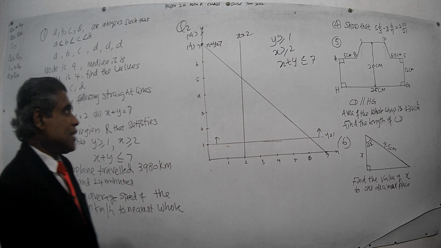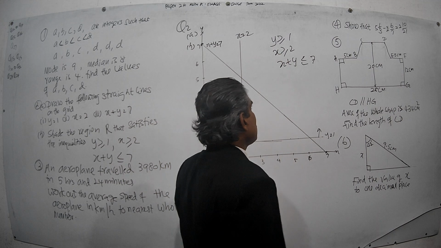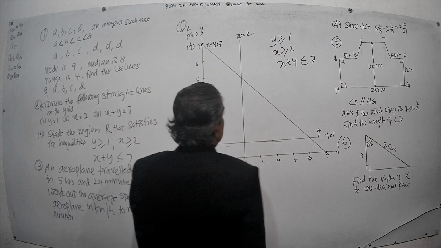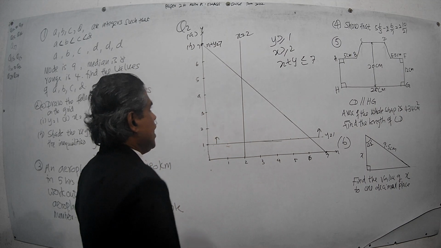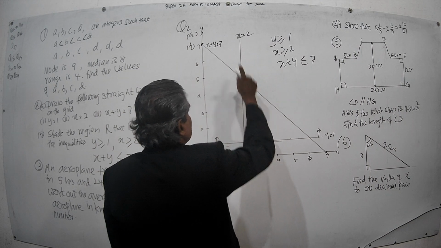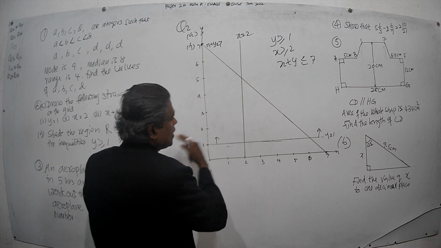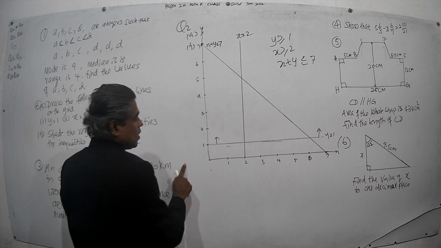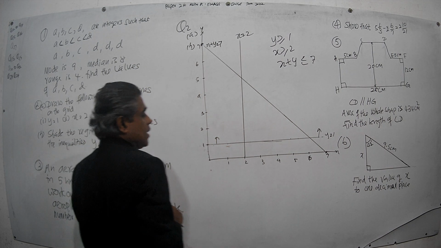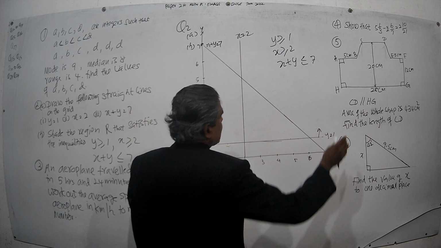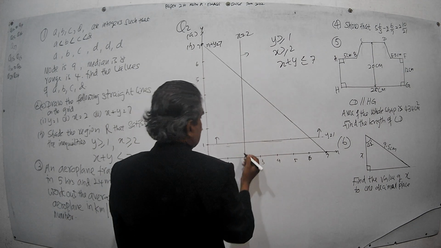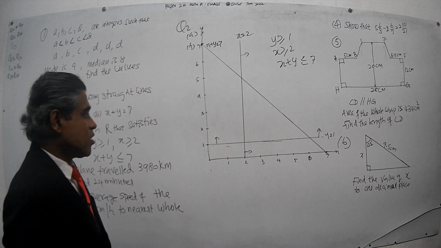Then the other one is x greater than or equals 2. Take the straight line x equals 2. At any point on this line, the x value is 2, everywhere. If you come to the left side, x is 1, 0, minus 1, minus 2, all less than 2. On the right side, it is 3, 4, 5, all greater than 2. Therefore, x greater than or equals 2 means this right side, including where x equals 2.